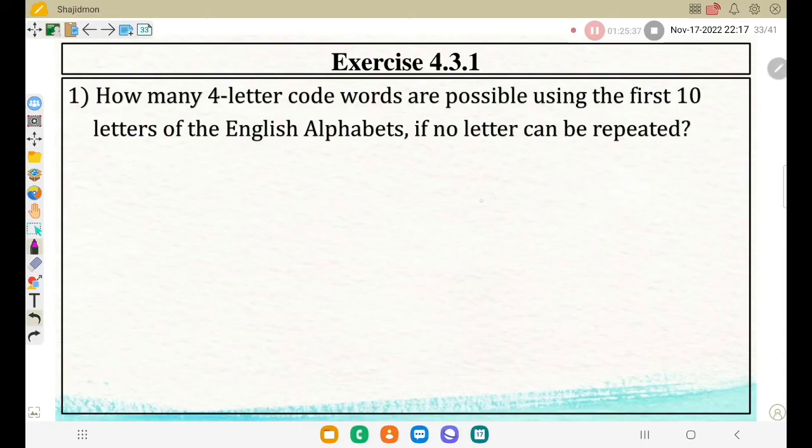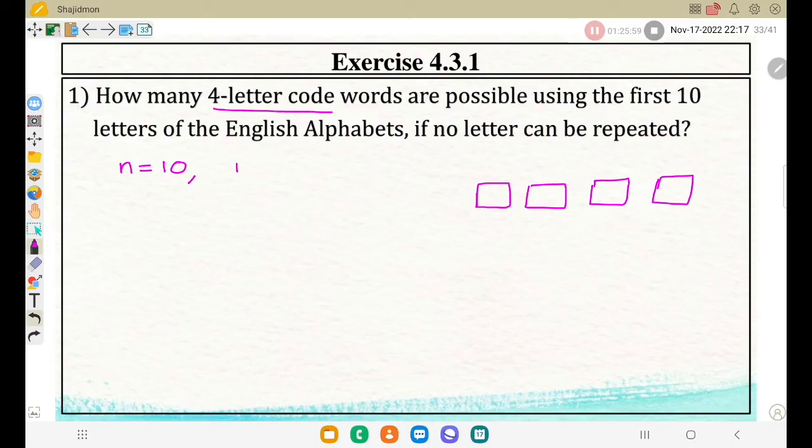How many letter code do you need to generate? 4-letter, correct? 1, 2, 3, 4. You need to create a 4-letter code. How many letters are available? 10 letters of the English alphabet. So n equals 10, correct? Out of 10, how many letter code do you need to create? 4-letter code. So r equals 4. How many ways are we creating?